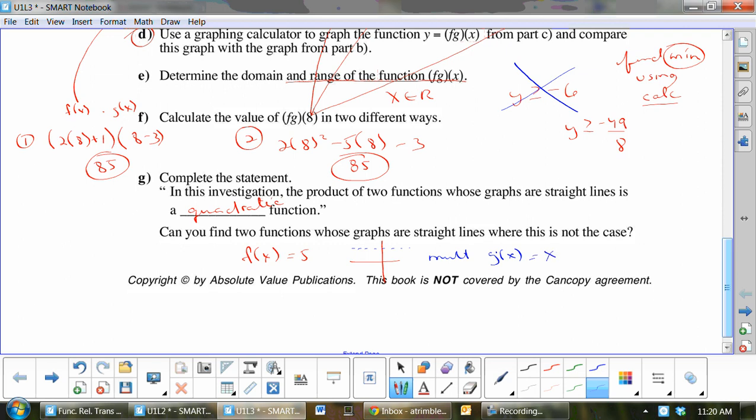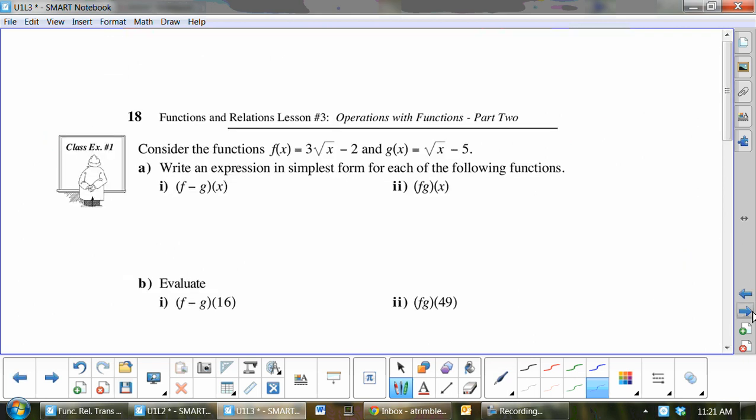g of x equals x. Just so you know, that looks like this, right? Both straight lines. But then you'd go 5 times x. You would only get 5x. Now that's not a quadratic. That wouldn't give you a problem. So 99.9% of the times, a straight line times a straight line will give you a quadratic. But there's one case where it doesn't. Okay? Let's just finish off with doing a couple of these so you know how they work.